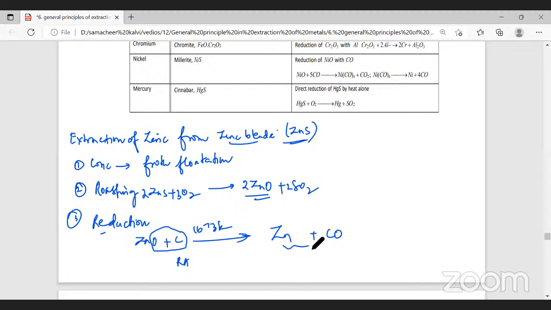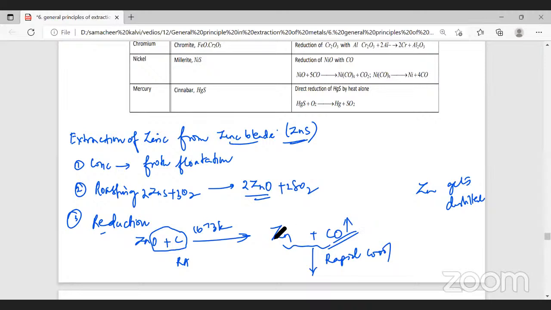So both will be in gaseous state. You have to rapidly cool. When you rapidly cool, zinc gets distilled. It means zinc solidifies. Carbon monoxide does not solidify. It gets eliminated. So this is how you prepare the zinc extraction.